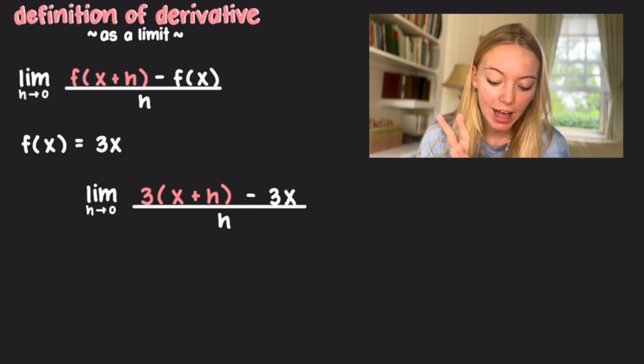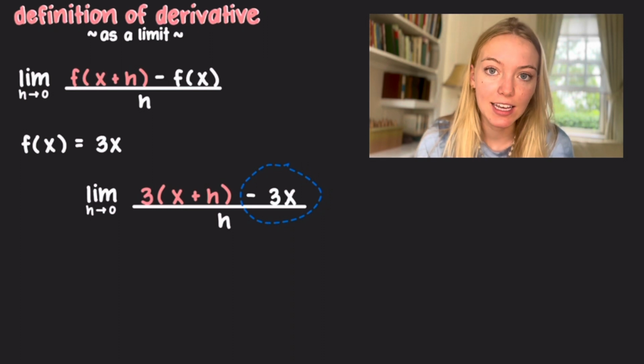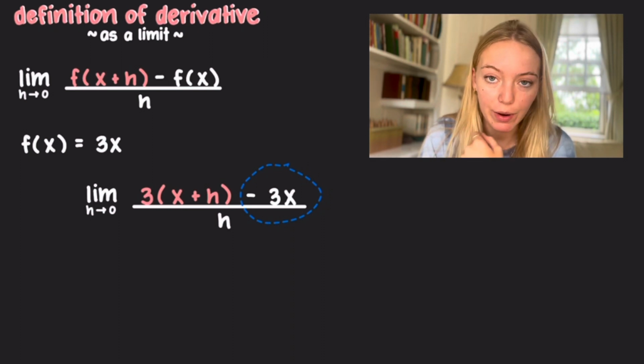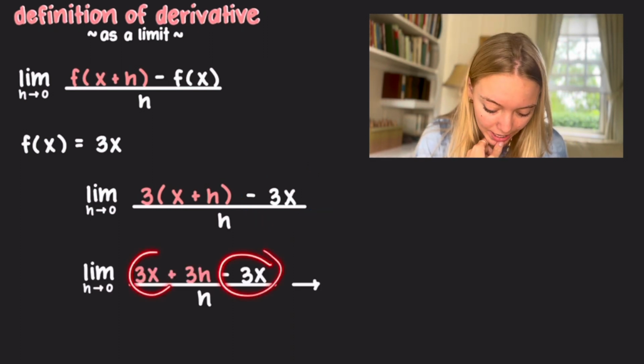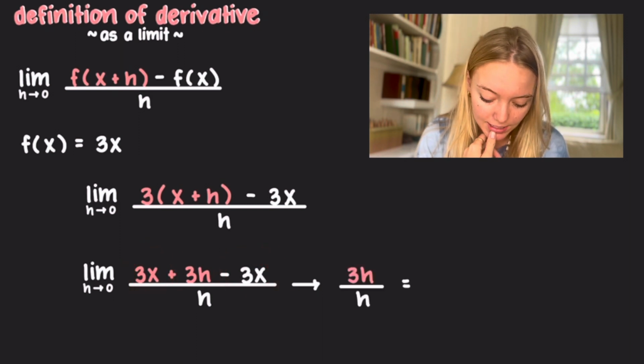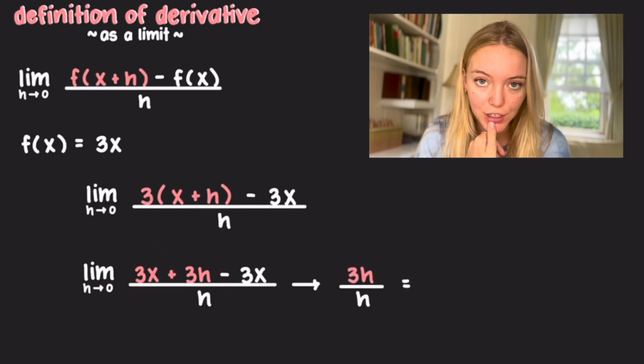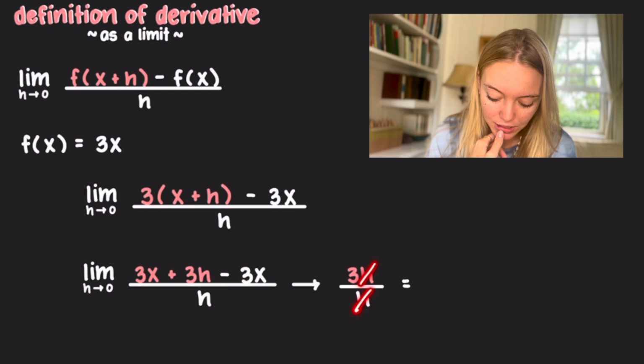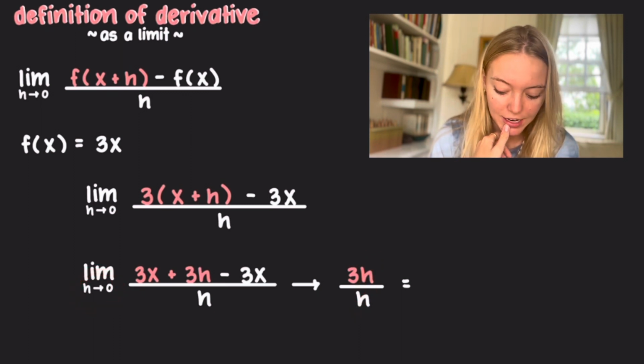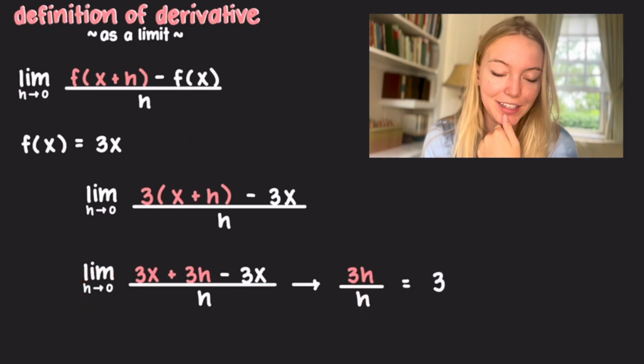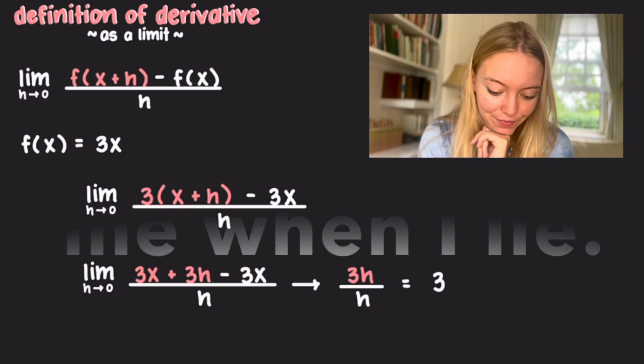Again, simplify, and this white is going to need to cancel out with something in the pink, otherwise you're doing something wrong. This 3x is going to cancel out with this 3x, leaving us with 3h over h. These h's cancel out, so we don't even need to plug in h equals 0 at the end because our answer is just going to equal 3.